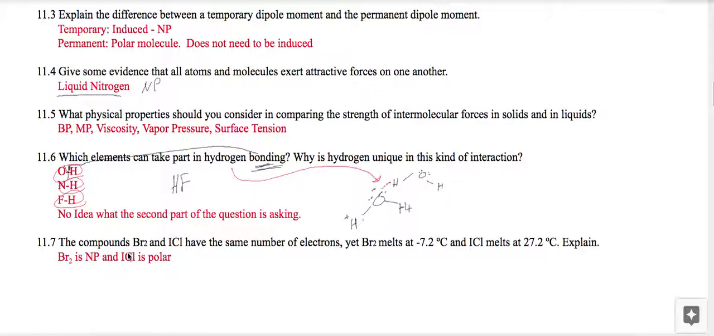Number 17, we look at the boiling points. Bromine is going to be nonpolar. Iodine monochloride is going to be polar. That's the difference. Polar has a higher intermolecular force than nonpolar does in dispersion.